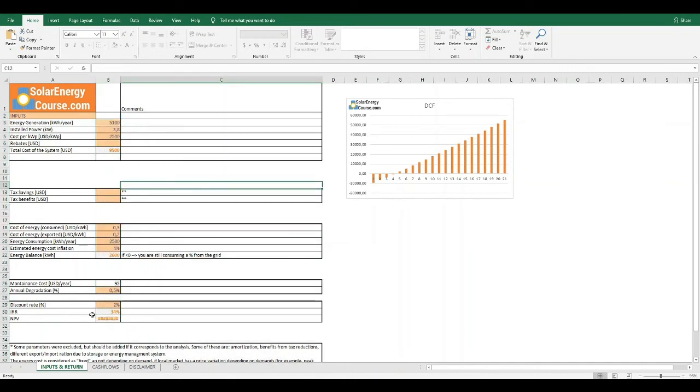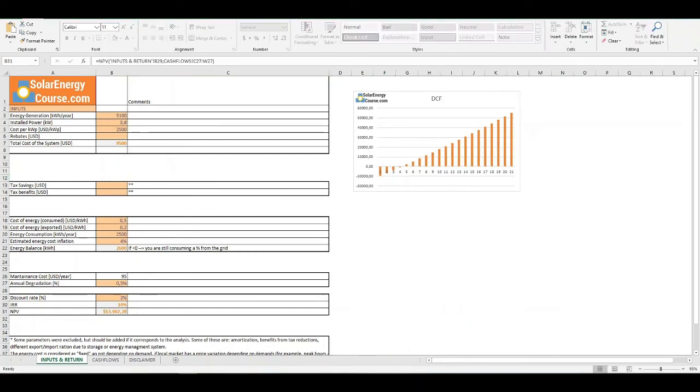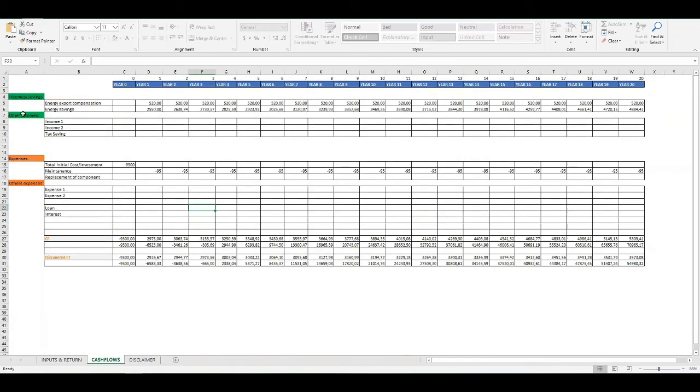Then we have the net present value, or NPV, which is bringing to present value all the future cash flows of the project. These are all the inflows and outflows. In the case of the PV system, we are considering a period of 20 years. If the NPV is positive, it's adding value. The higher the NPV, the better.